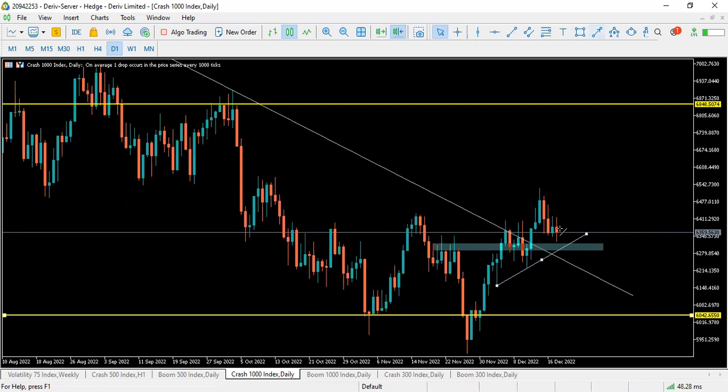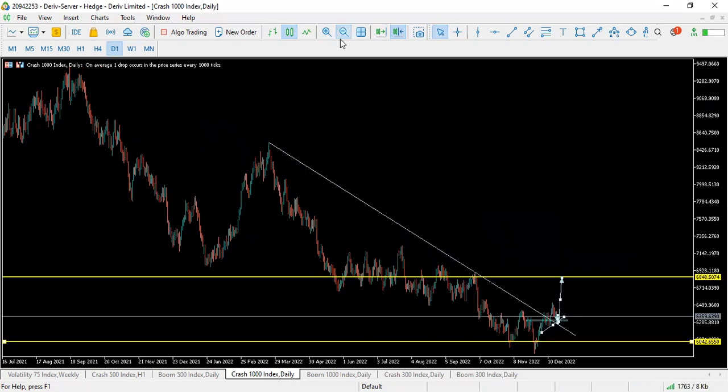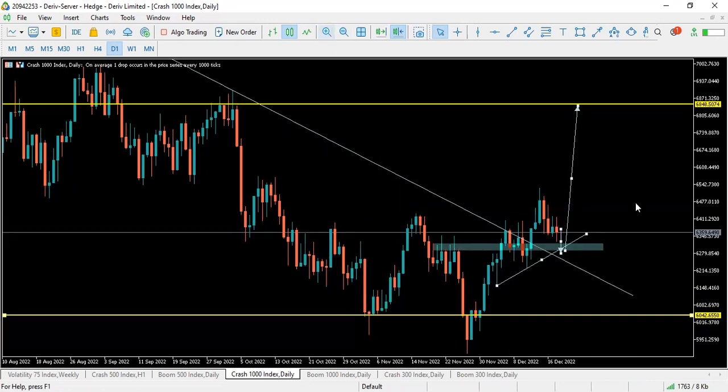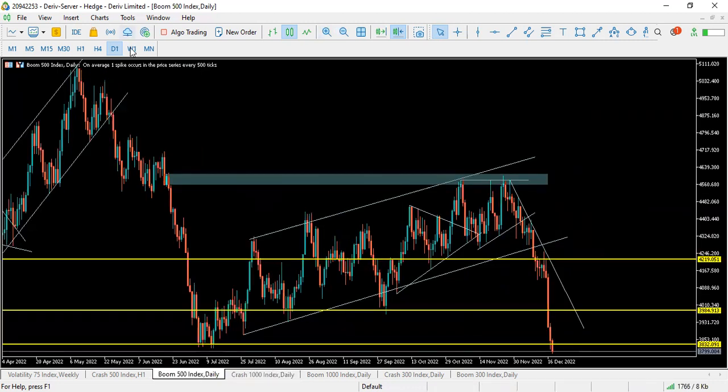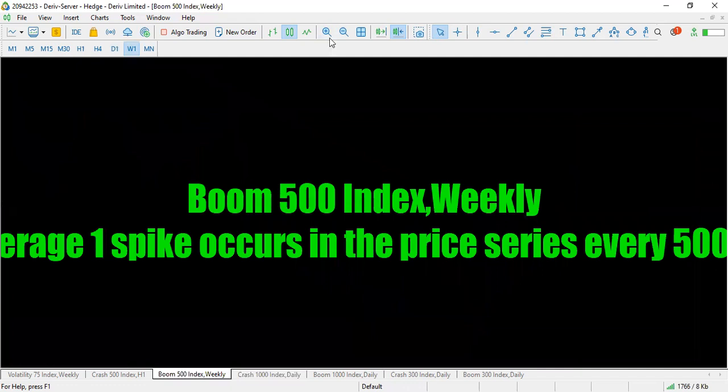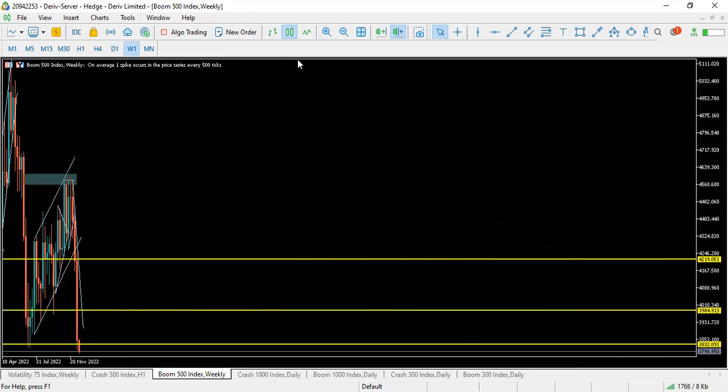So you can also touch like this before maybe going all the way to the upside, to the level that I marked at the top. So that is what I'm looking at. So far, that is it for Crash 1000. We're simply looking for an excess at that level, then it continues to the upside. Boom 1000 already had an analysis. Boom 500 already had an analysis.